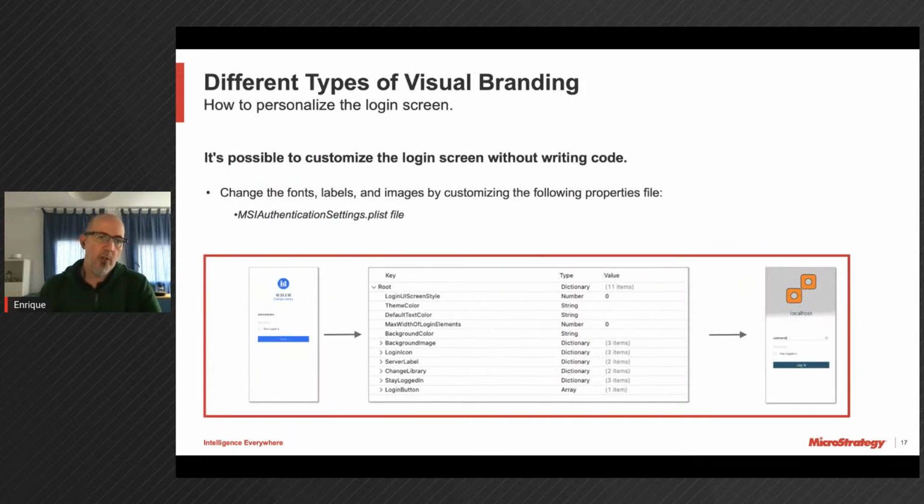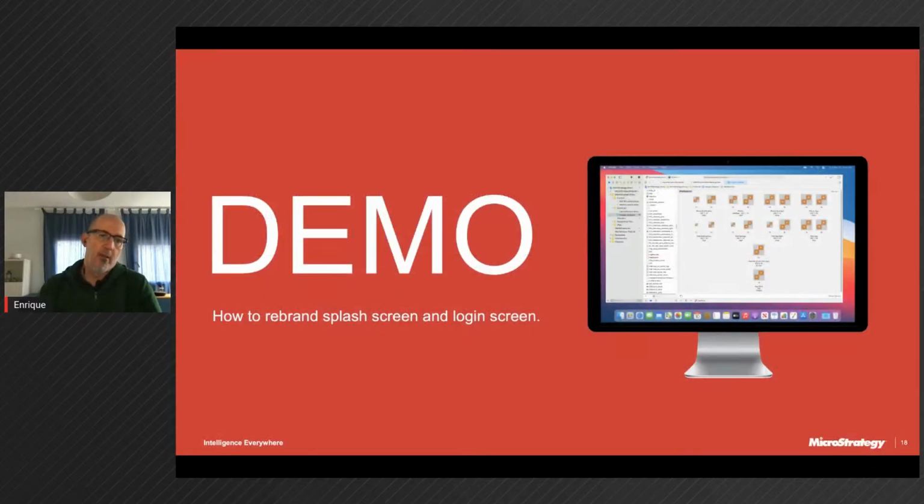The custom login screen can be created without writing any code, simply using the properties in a specific plist file in Xcode. Library Mobile will read the options in this file to get the definition of the user interface to be used in the different authentication screens. We will present a video showing how to rebrand the splash screen and login screen. Please, Reza.